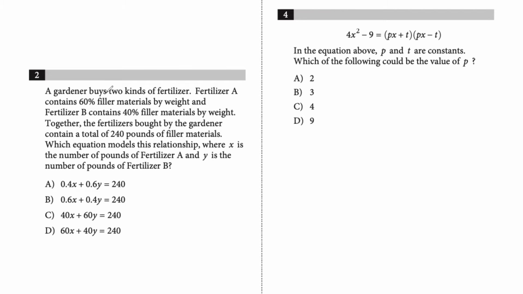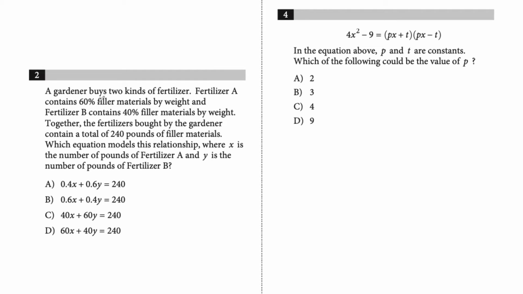Number 2 says, a gardener buys two kinds of fertilizer. Fertilizer A contains 60% filler material by weight, and fertilizer B contains 40% filler material by weight. Together, the fertilizers bought by the gardener contain a total of 240 pounds of filler material. Which equation models this relationship, where x is the number of pounds of fertilizer A and y is the number of pounds of fertilizer B?